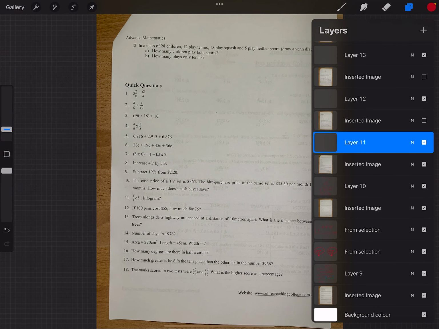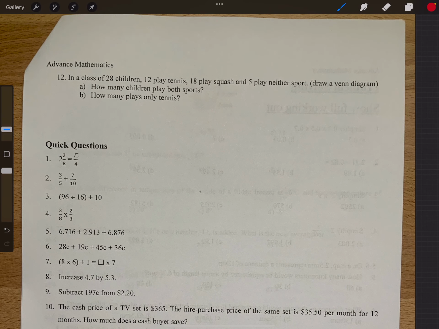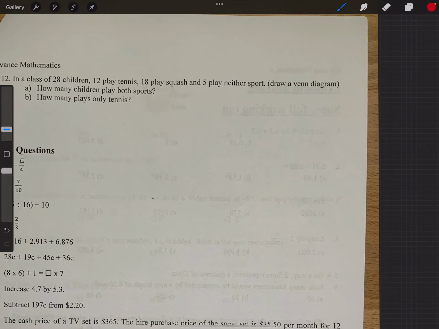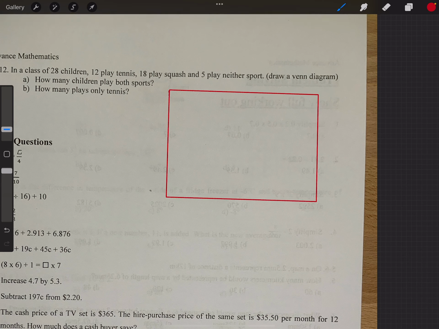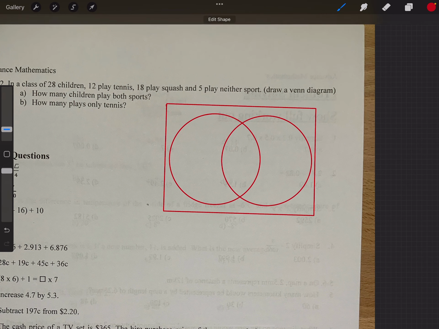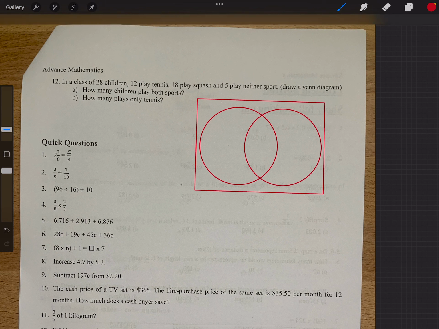Next page. In a class of 28 people, 12 play tennis, 18 play squash, and 5 play neither. Draw another Venn diagram. Okay. So out of 28 people, altogether 28 at the top, 12 play tennis, so this will be the tennis section. Tennis equals 12, squash equals 18, and 5 play neither. That means 5 don't play any sports, so 5 sit outside here.